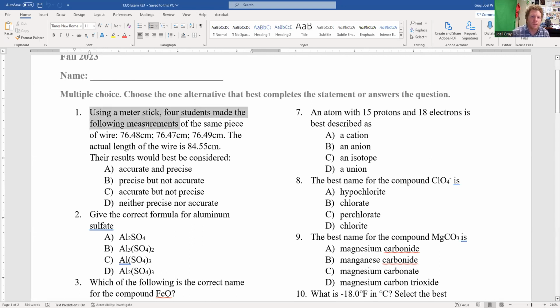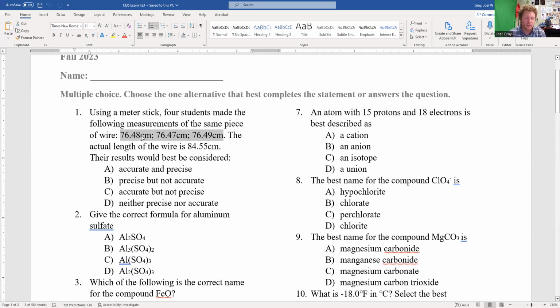So question number 1 reads, using a meter stick, 4 students made the following measurements of the same piece of wire. So they got one piece of wire and measured it. They got 76.48 centimeters, 76.47 centimeters, 76.49 centimeters. Now, those 3 numbers, pretty darn close to one another, differing only by 1/100th of a centimeter. The actual length of the wire is 84.55 centimeters. Their results would best be considered accurate and precise, precise but not accurate, accurate but not precise, and neither precise nor accurate. Well, one thing that we can say is those numbers are very similar to one another.